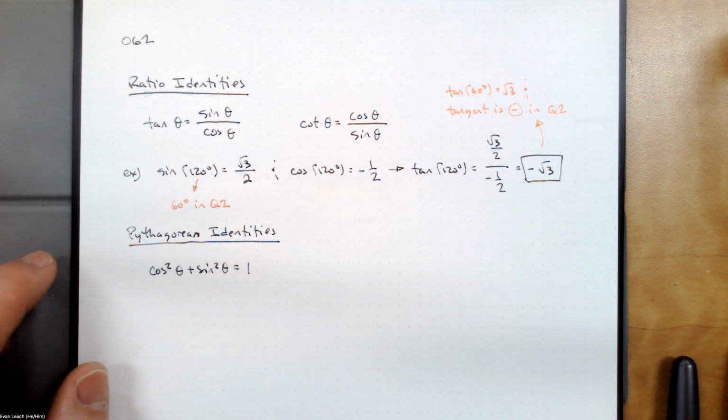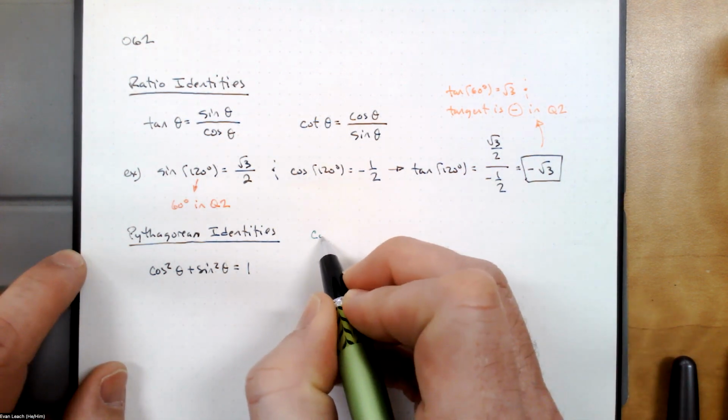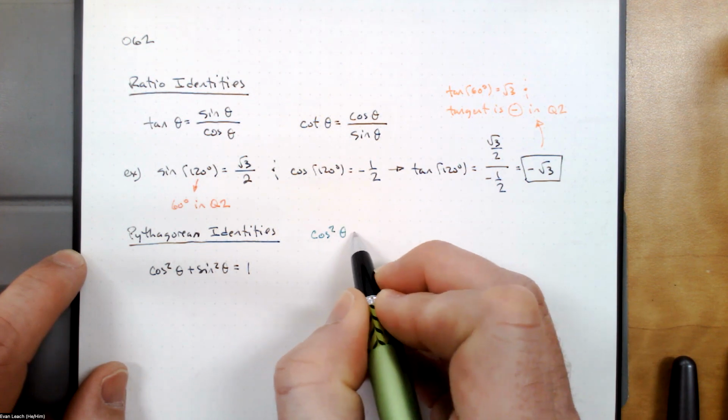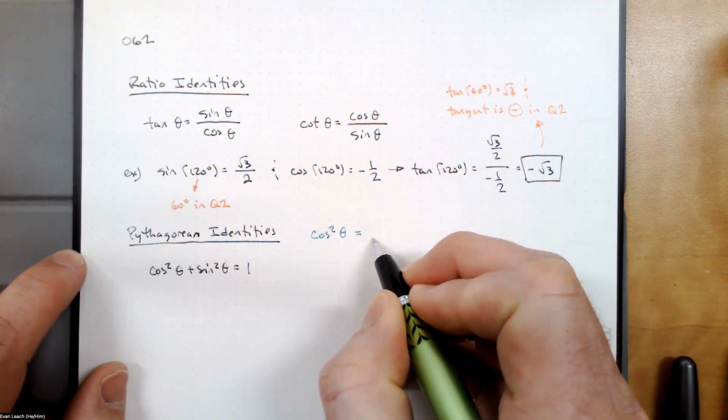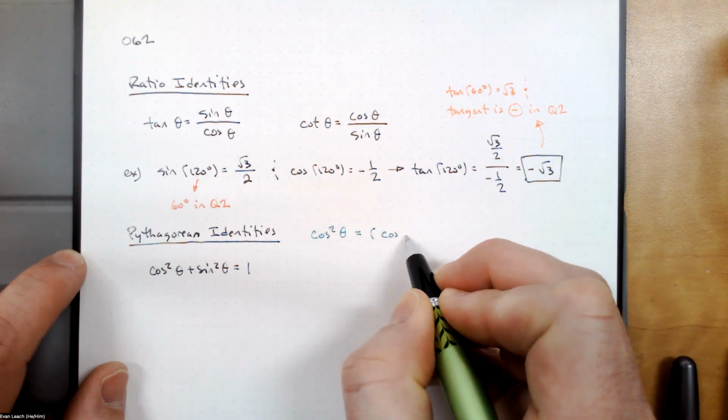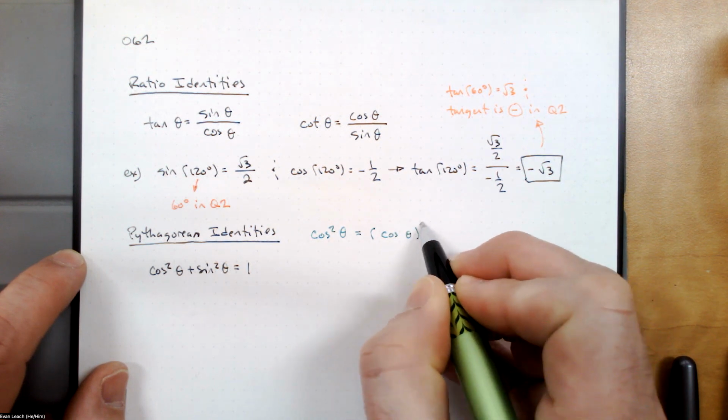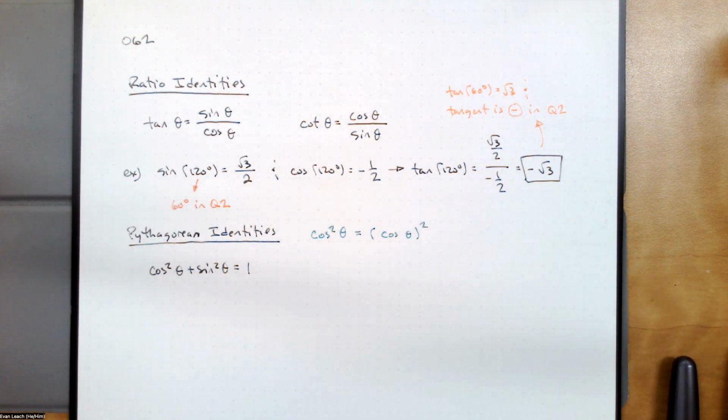So cosine squared theta is shorthand for cosine of theta, then squared. Notice that it's the square of the cosine of theta, not the cosine of the square of theta. I don't know if that helps or makes it worse.